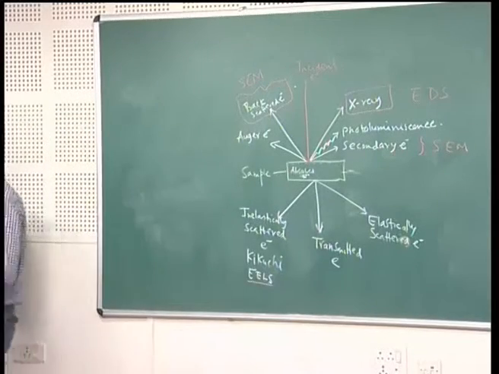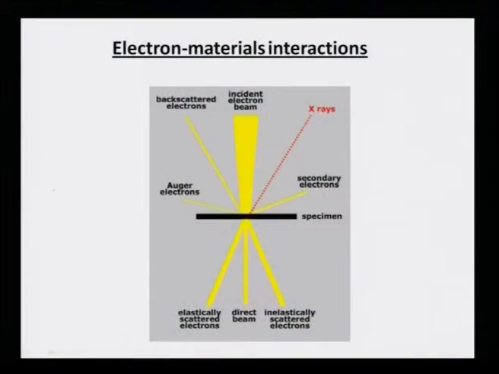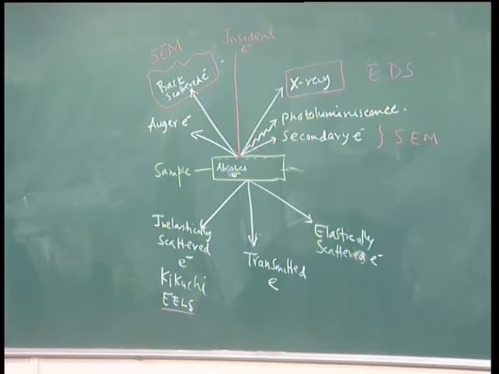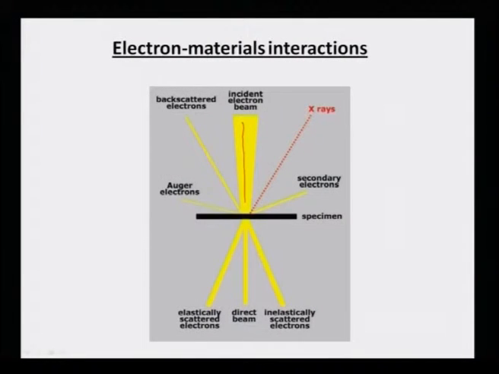So next I am going to tell you how this can be used. This slide shows the basic features, not all the features which I have shown on the board. If you see, the incident electron beam falls on the sample, and then we have a direct beam, the transmitted beam electron, which has not undergone any kind of scattering. That can be used to form what is known as a bright field image in TEM.